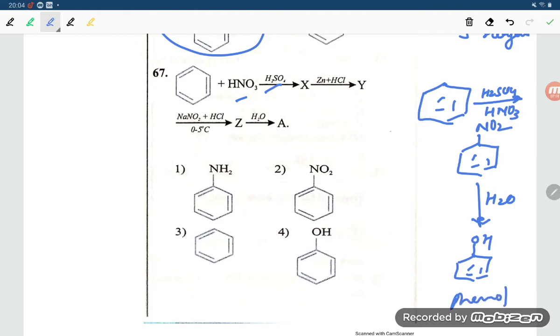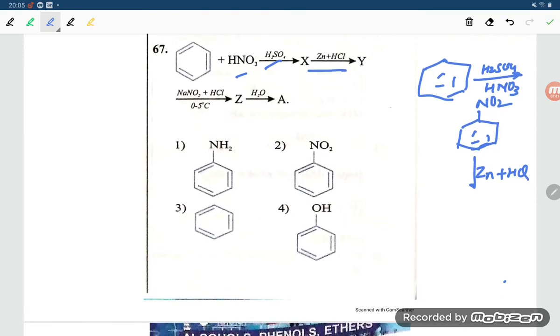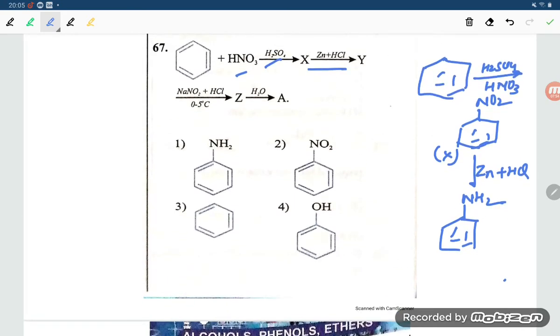Otherwise, you don't go directly with the water. Firstly, let us try to understand a little more. After that, this nitrobenzene came. This nitrobenzene is getting reacted with Zn plus HCl. If you are reacting nitrobenzene, this compound is supposed to be X, with Zn plus HCl, it will reduce the nitro group and form NH2. This NH2 compound is Y.